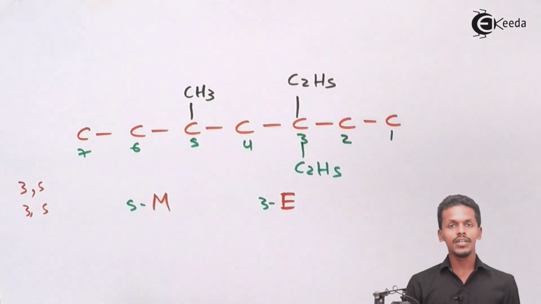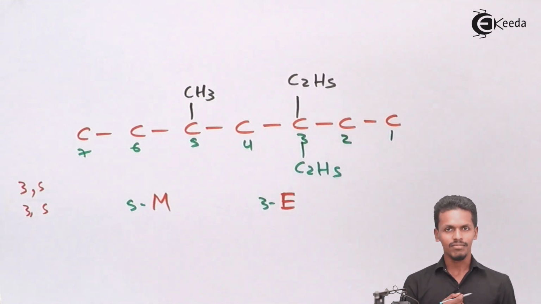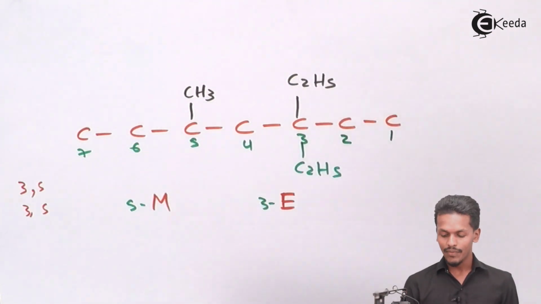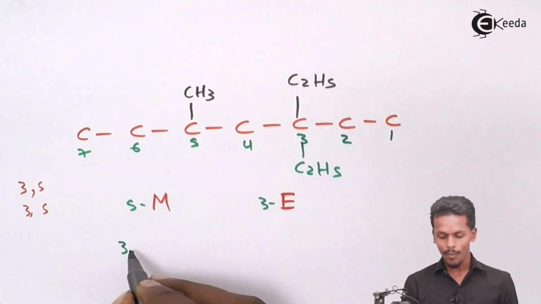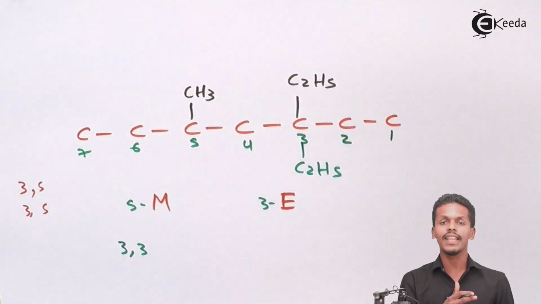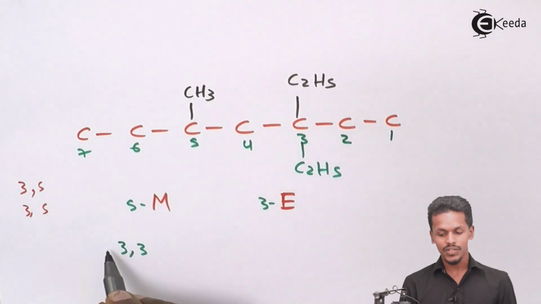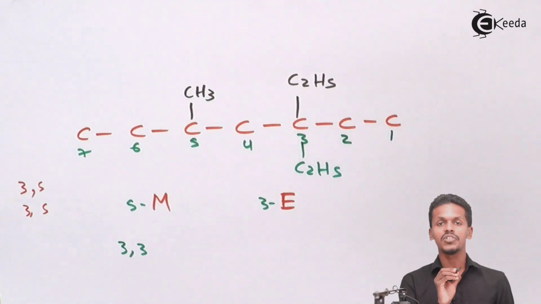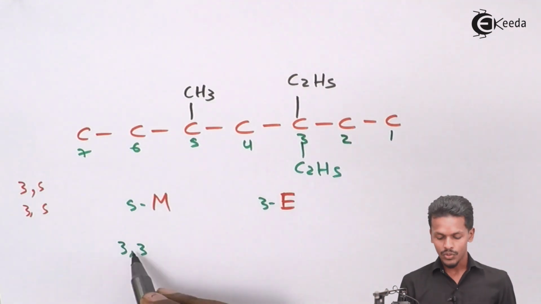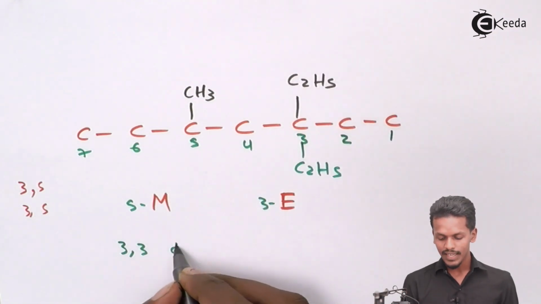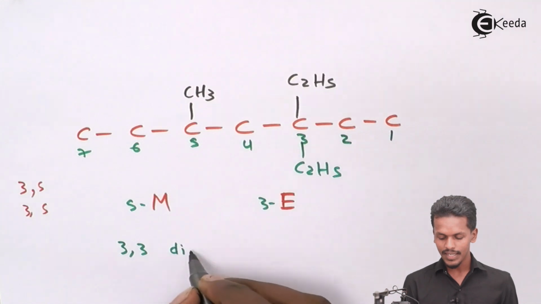For that I should number properly, following the 8th rule that we have mentioned. Because these two are the same, we write 3, 3, and we don't have to write 3 ethyl, 3 ethyl. We merge it and make it 3, 3, because these are two numbers, so we separate them with a comma. There are 2 ethyl groups, so this would be diethyl.